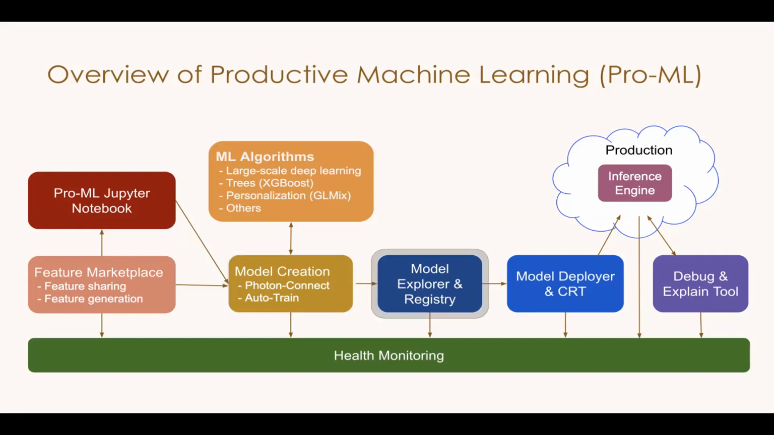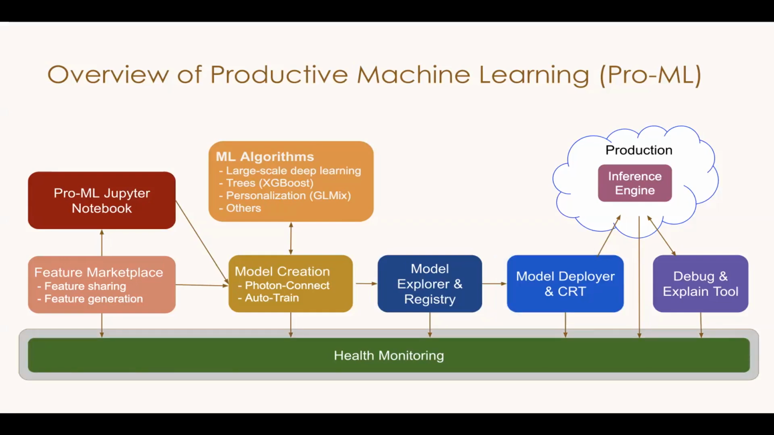Model registry stores training output and metadata. It also helps with search and discovery of previously trained models. Once we have the model ready, this model deployer module helps with deploying the model and tracking the progress of deployment. Models are deployed in production through Inference Engine. And after deployment, the health monitoring component measures the performance consistency between online and offline world. It also sends alert if any issues are detected.